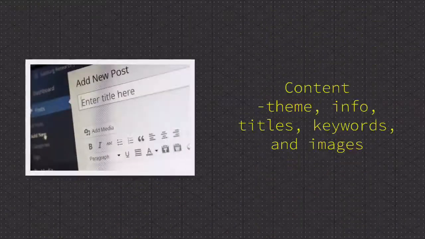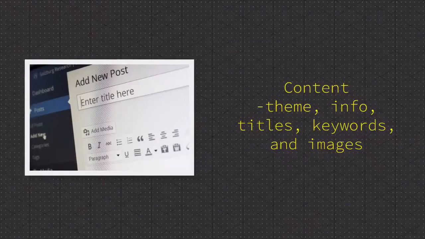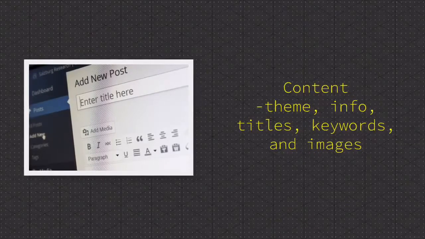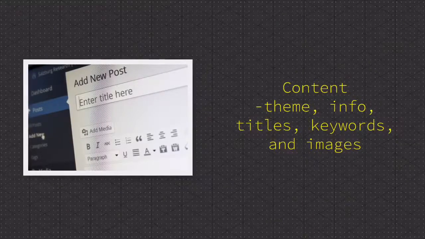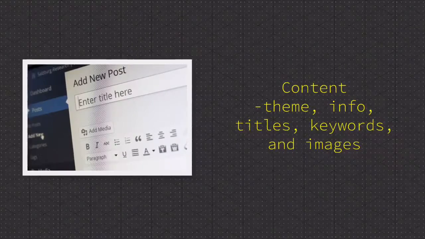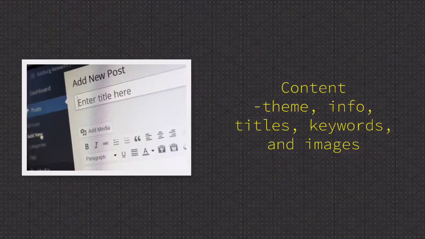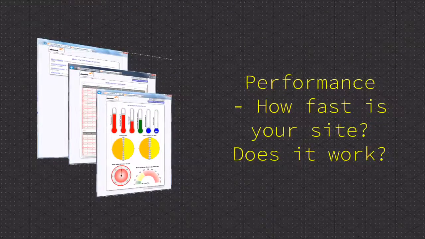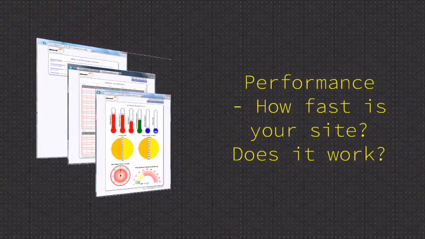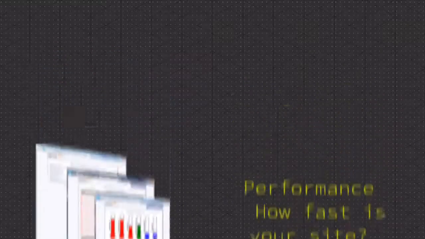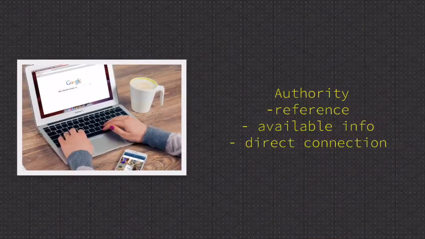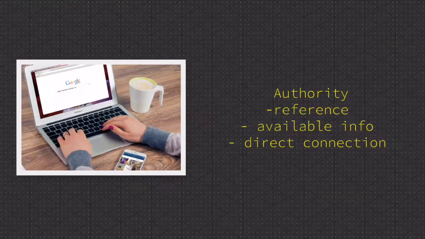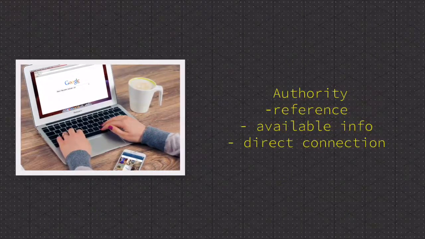Step 2. What exactly are search engines looking for? First, they will be looking for excellent content, such as relevant themes, tons of information, appropriate titles, matching keywords, and effective images. Second on the list is performance. Questions you can ask yourself are, how fast is your site? Is it working properly?